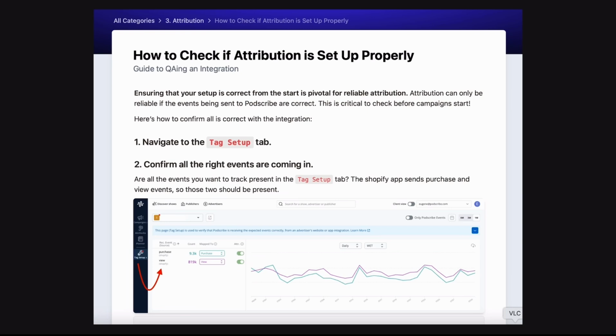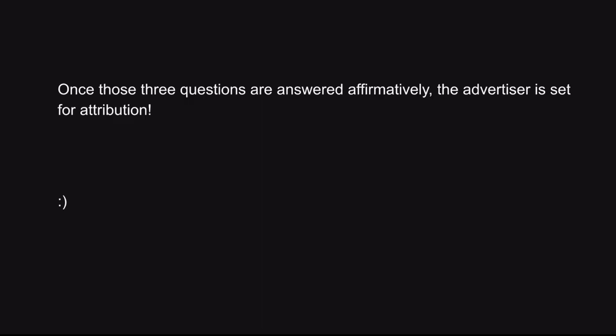All of the things that I just mentioned, those 3 questions and how to check if attribution is set up properly, are in this guide that we have on our website, help.podscribe.com. Make sure to give it a check and also send it to the advertiser who is checking that the tags have been set up correctly. Once those 3 questions have been answered affirmatively, you can be confident that the advertiser is set up for attribution on their end.